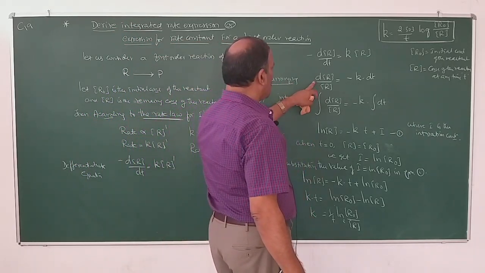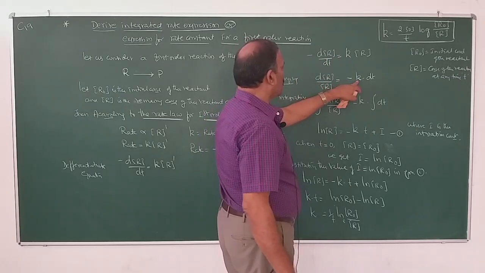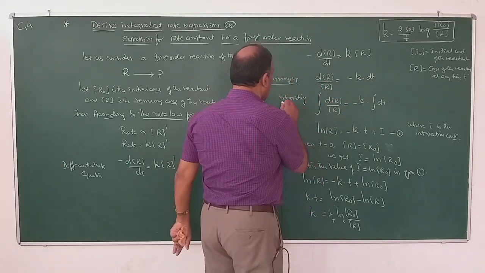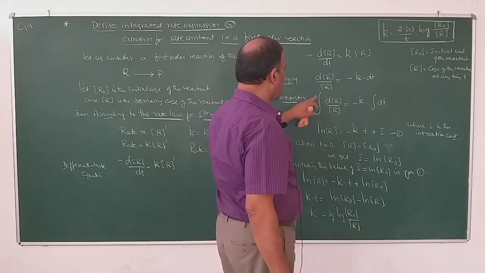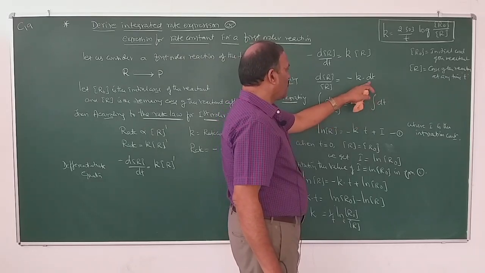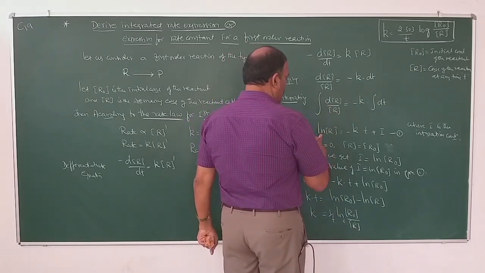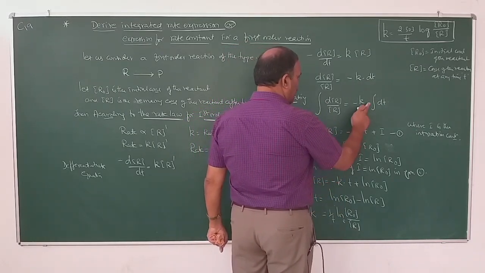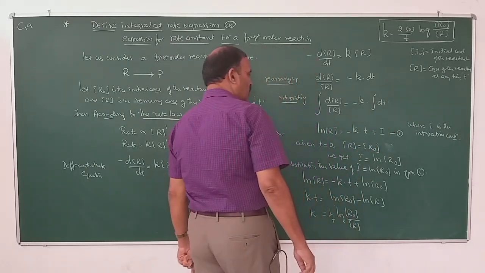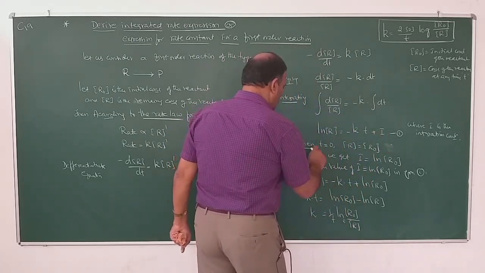Rearranging this equation, the minus goes to the other side: dR over R is equal to minus K into dt. Integrating, integral of dR by R equals minus K into integral of dt. So the value of this is log R is equal to minus KT plus I, where I is the integration constant.